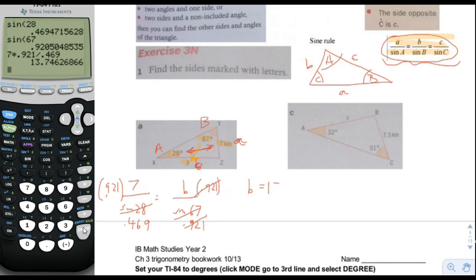13.7. Okay, does that look like a reasonable answer? This side is 7 and this side is 13.7. It looks okay. Okay, so y is equal to b, because we renamed y to be b. Okay, last one of this page.